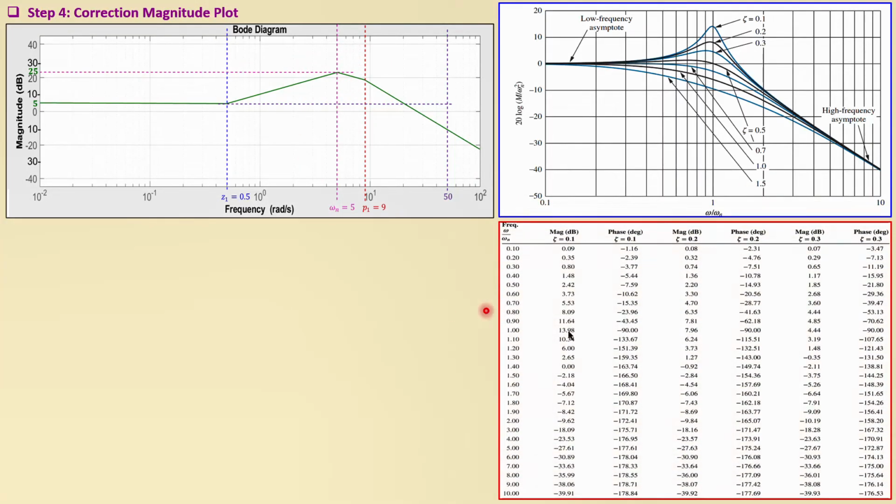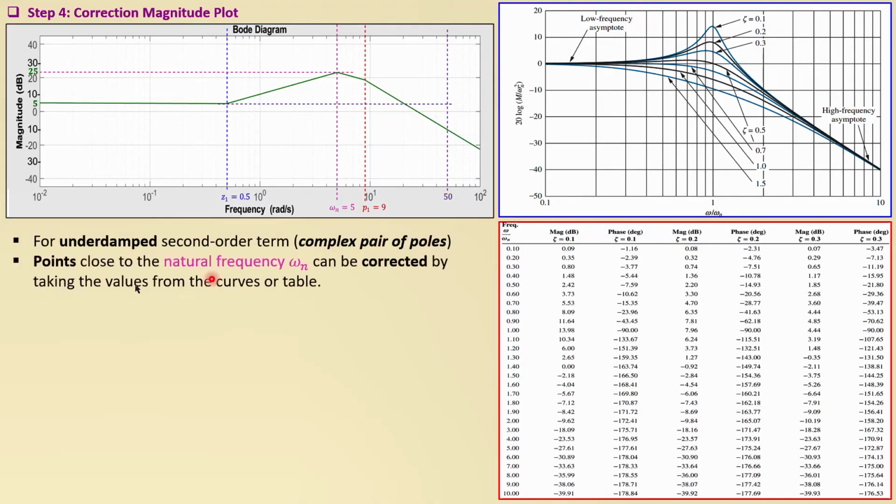And this is a table. You can see in this table the following. This is omega over omega n, so it is sort of a normalized frequency. And this is the column where we are interested in, because of the magnitude and also the phase. For an undamped second order term, we have a complex pair of poles, and it will have a correction for the natural frequency by taking the values from the curve or from the table, depending on what you prefer. This is sometimes much easier.